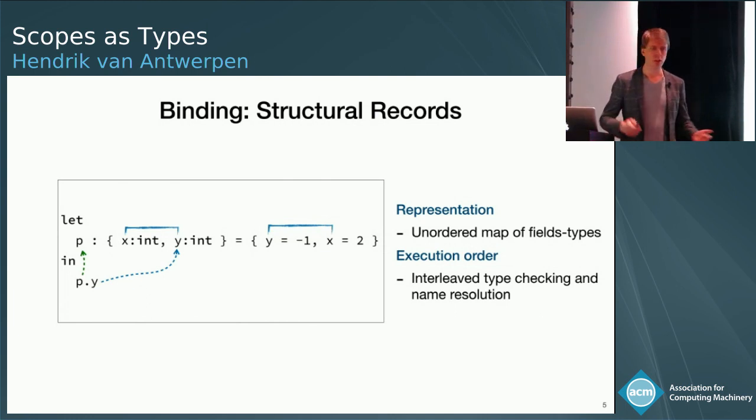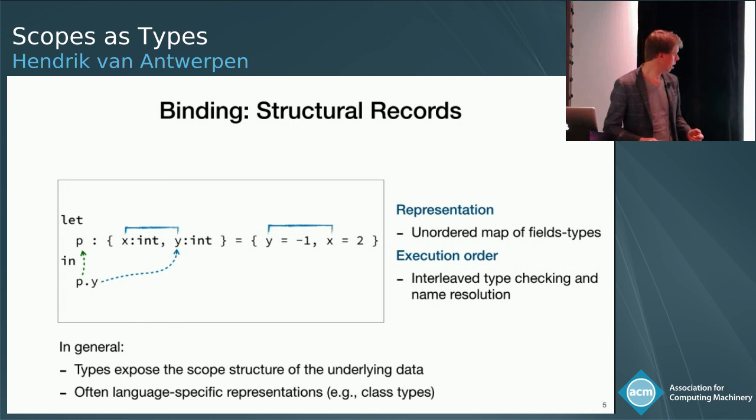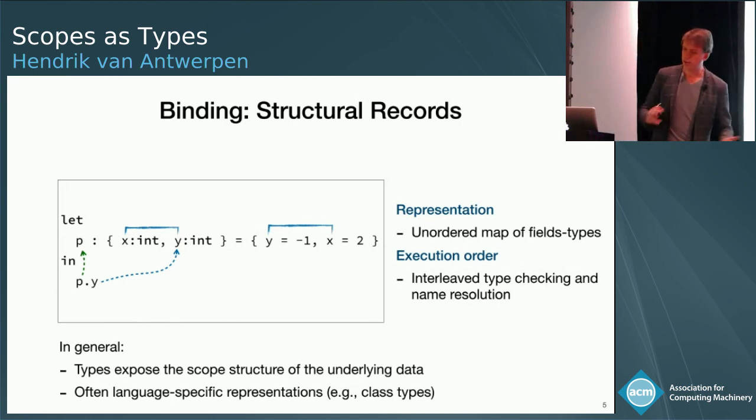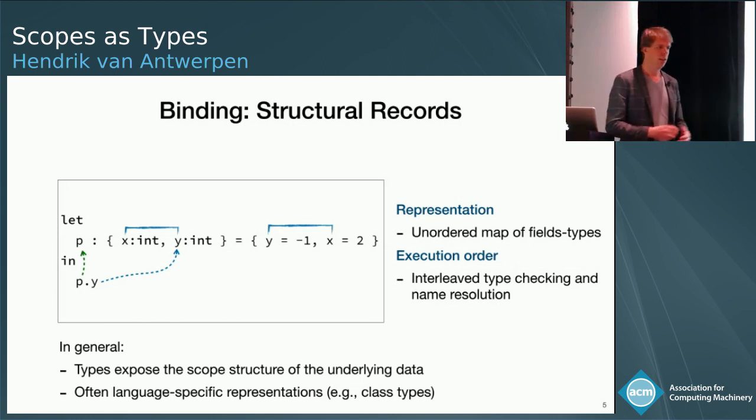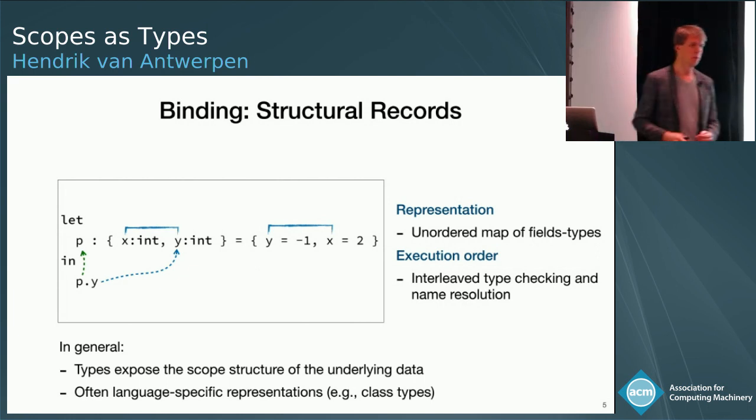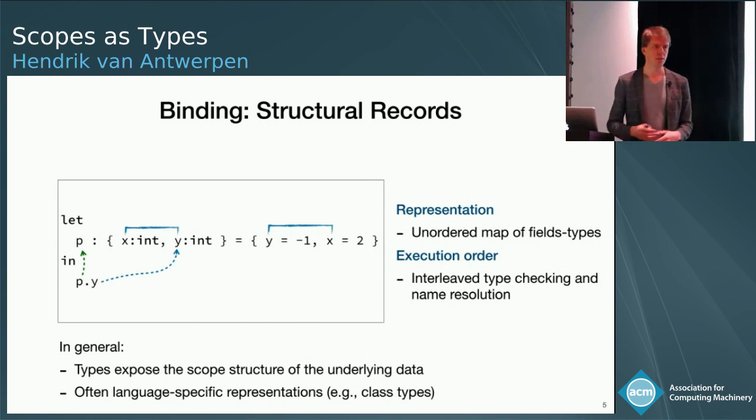And finally, we usually want to organize our programs into bigger chunks. Oh, wait, before that. There's a general point here that there are all kinds of different types with different scoping and binding structure, which basically describes the underlying data that the type represents. And these representations are also very often language specific. So for example, class types are usually designed specifically for the particular language that you are writing the type system for.